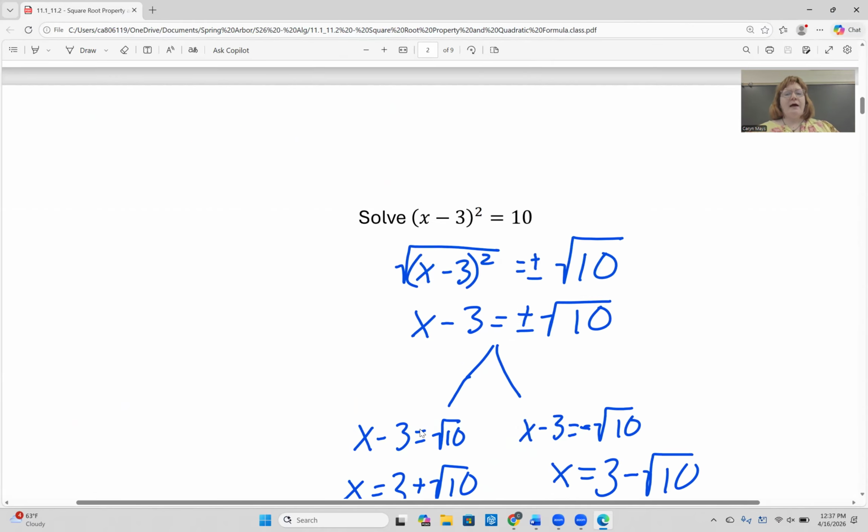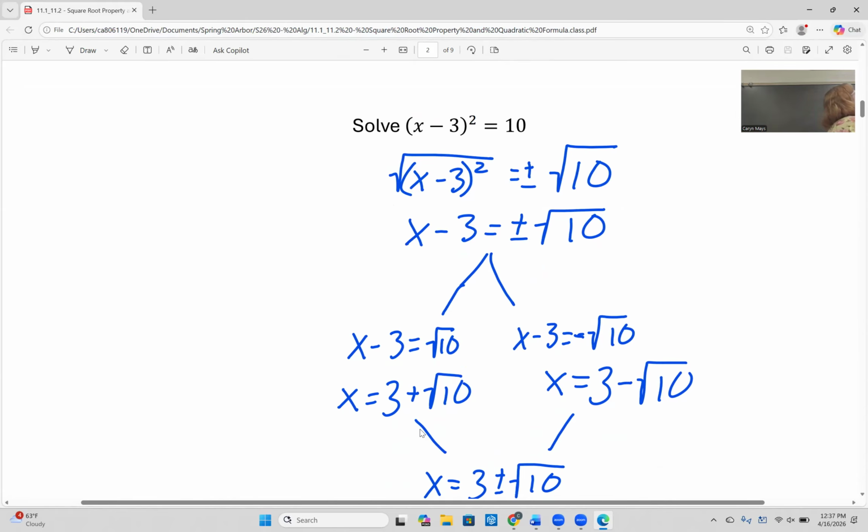So we went through and then we had this example where working outside in, the first thing we did was take the square root because the square was the furthest thing out. We took the square root to get plus or minus square root of 10. And then we added 3 because that was the outside in.